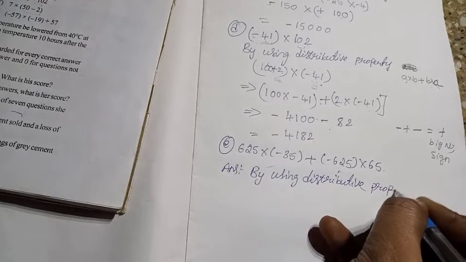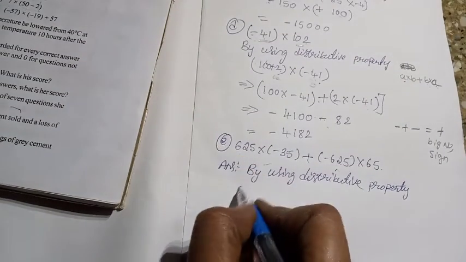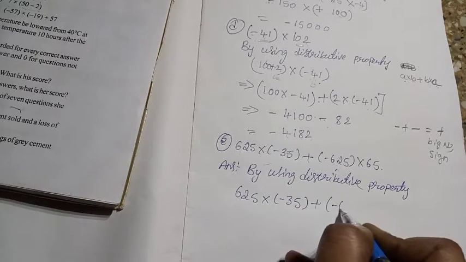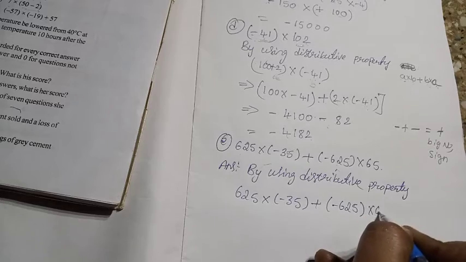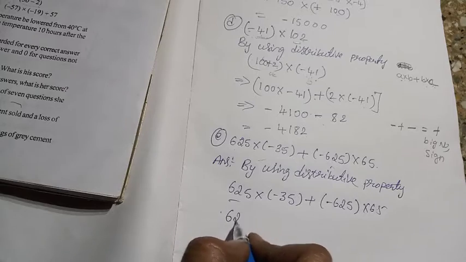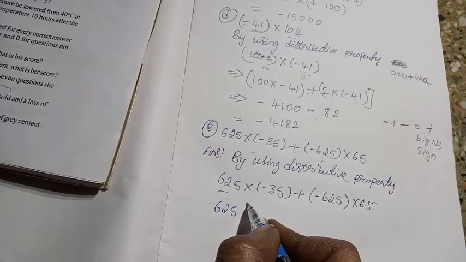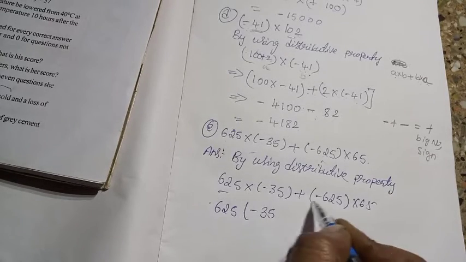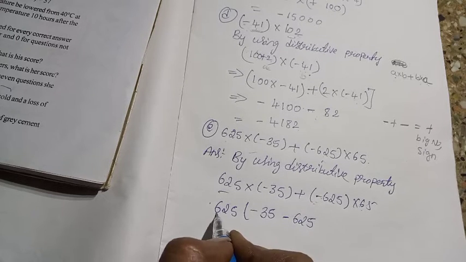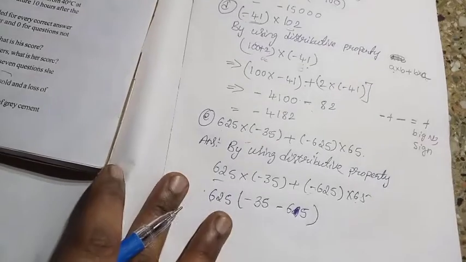We need to do what? Make it easy, and we are going to calculate. Okay. So here I am going to take 625 into minus 35 plus, once again write it, 625 into 65. So here 625 we can take as a common. So if I take 625 as a common, what is left here? Minus 35. This also, you need to take the sign also, plus into minus, minus 625. Here we have taken a positive number, no, it is 65, sorry, minus 65. Okay, so now it is easy for you.